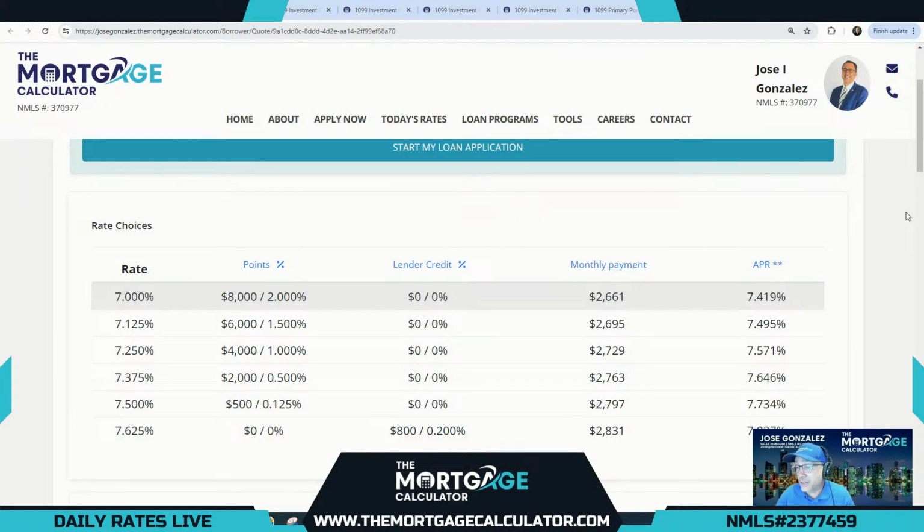7.625 actually has a little bit of a lender credit, and you can buy the rate down to 7%. And there are certainly lower rate options in that. If you get some seller paid closing costs, then you can apply those seller paid closing costs to the loan discount and buy the rate down even further than 7%.